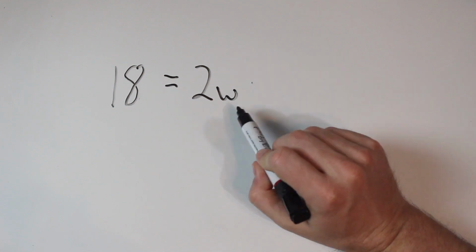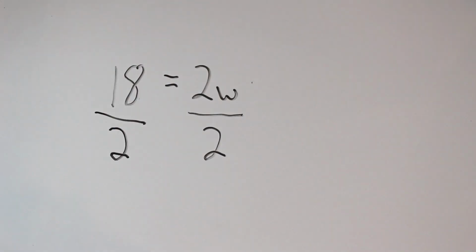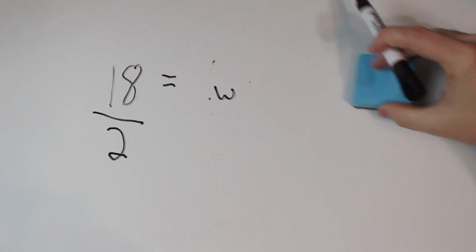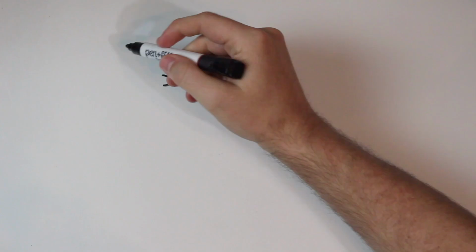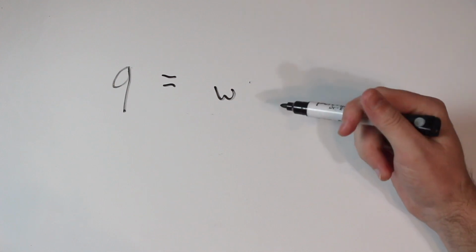Next, we undo the multiplication operation by dividing both sides by 2. 2w divided by 2 is w. 18 divided by 2 is 9. So we're left with 9 equals w. There, that wasn't so bad, was it?